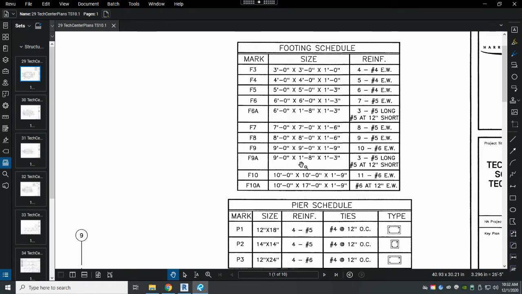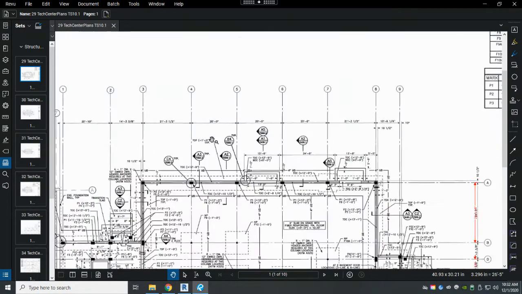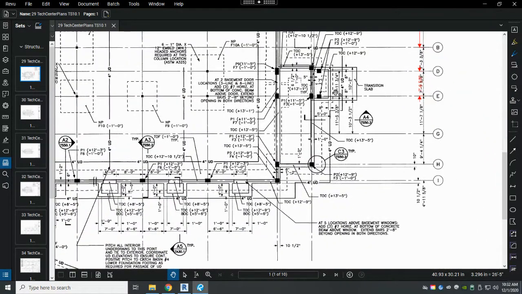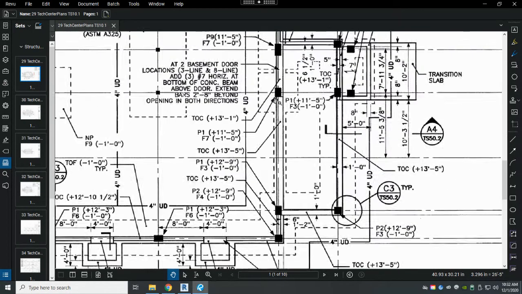What size is the F9 footing? Well, we can stay right here. The size of F9 footing is 9 feet by 9 feet by 1 foot 9. What size footing is below the pier at column E8? So we have to go find column E8. There's column line 8. Let's look for E. There's E. So there's the column E8. So what size footing is below that column? That's a P1 column and it's size F7. So an F7 footing is below that column.